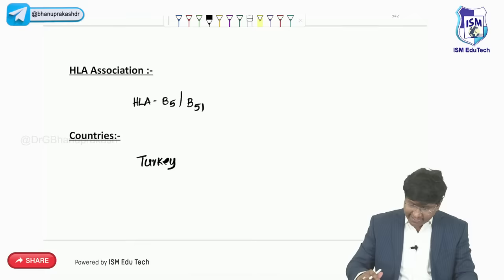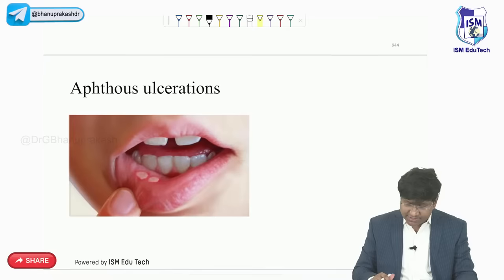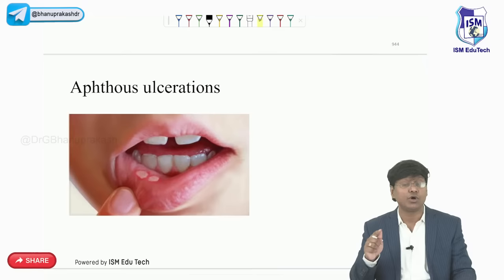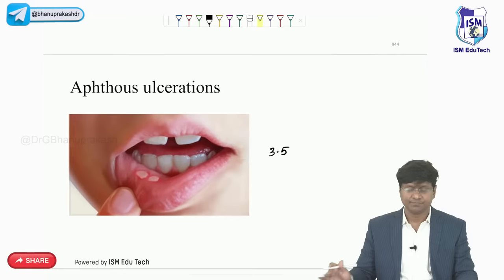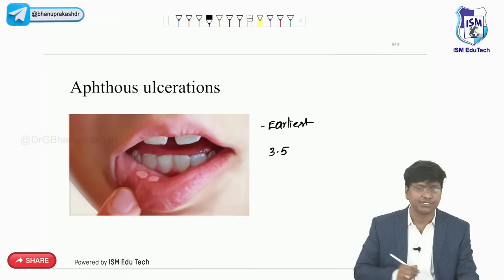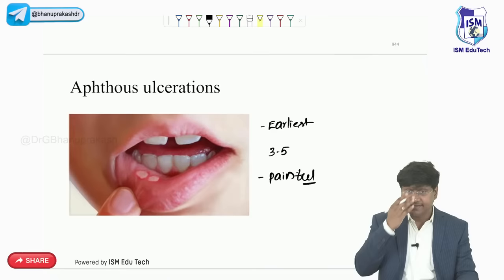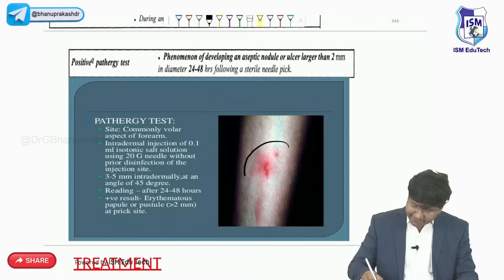And what are the characteristic manifestations we have discussed? That is aphthous ulceration. This aphthous ulceration is the hallmark or sine qua non for the diagnosis of Behçet's. Whenever the ulcers appear, they are almost 3 to 5 in number, and they are recurrent. These ulcers in the mouth will be the earliest manifestation, and they are very painful ulcers. And how will you diagnose Behçet's? The pathergy test will be positive in case of Behçet's.